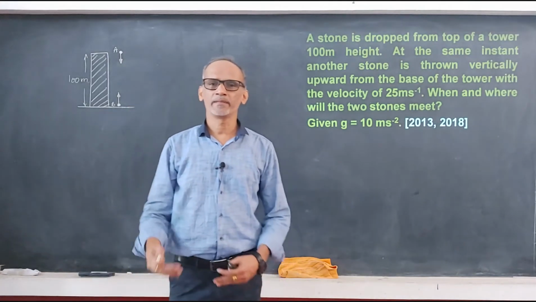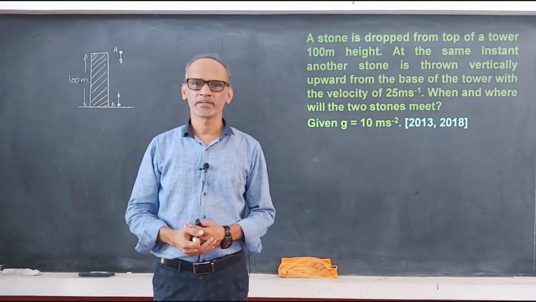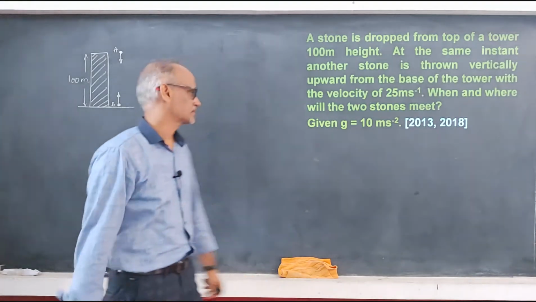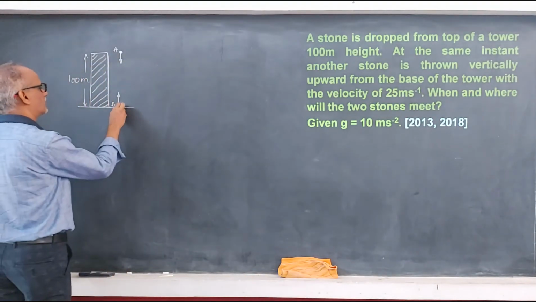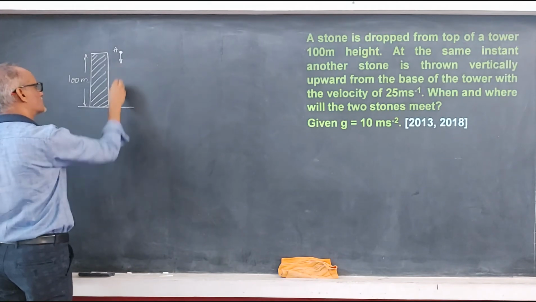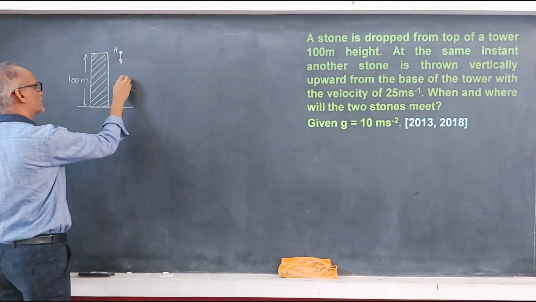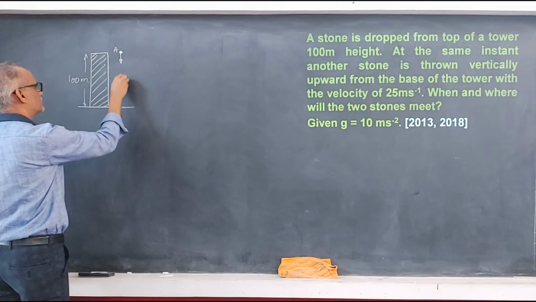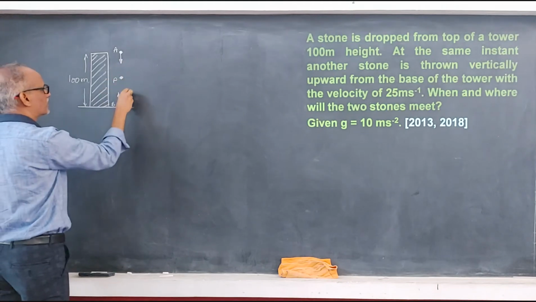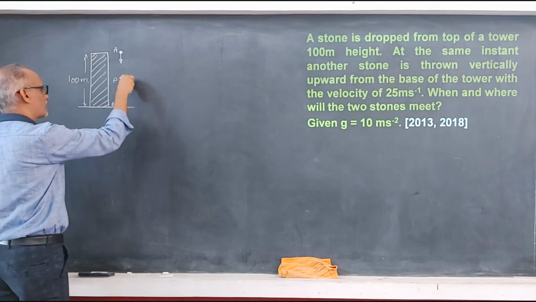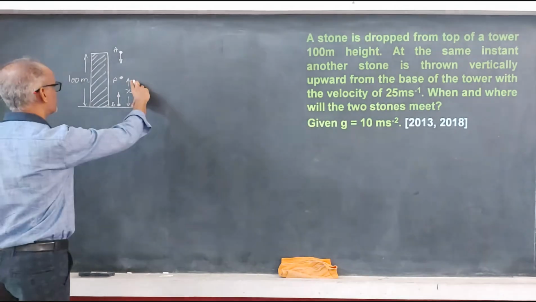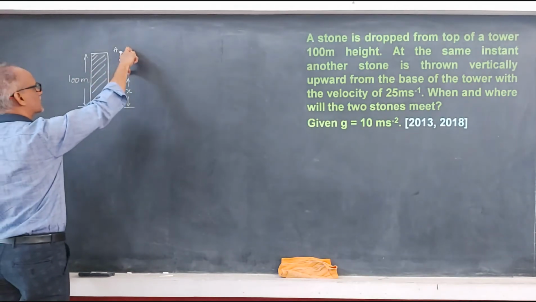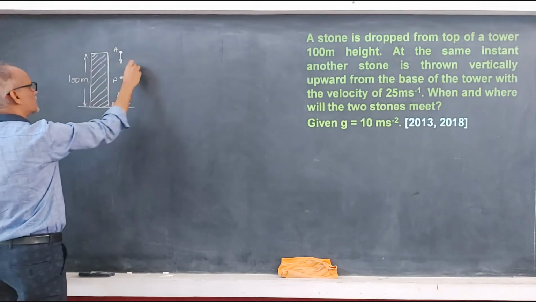Now, when and where? When means after what time they will meet, and at what height do they meet. So let me consider that these two stones meet somewhere here at a particular point P, at a distance x from the ground. If this is x from the ground, what is the remaining distance travelled by A? It is 100 minus x.